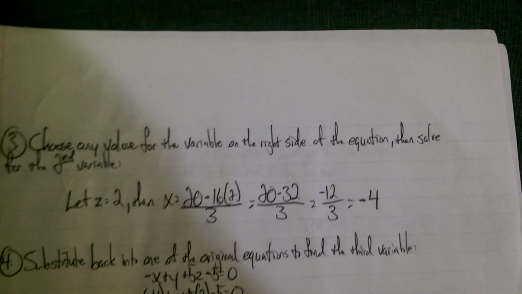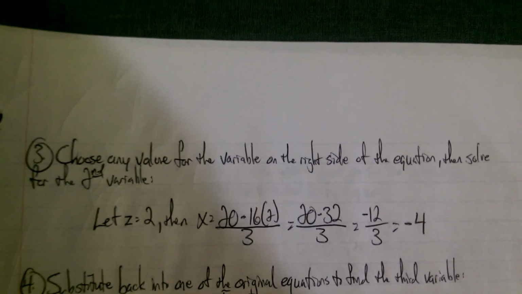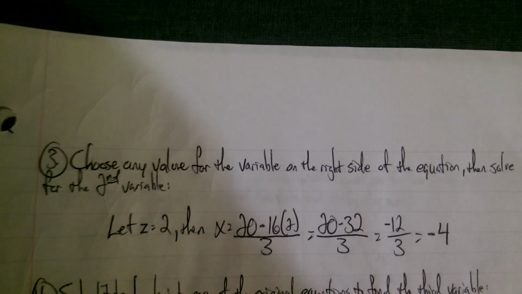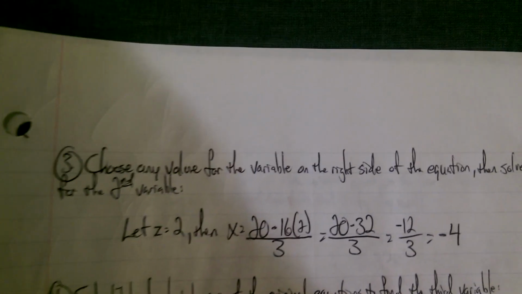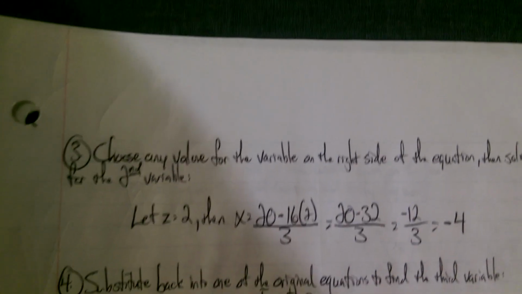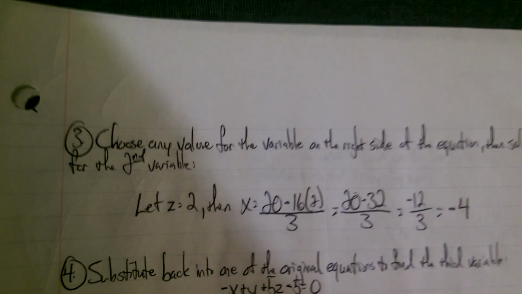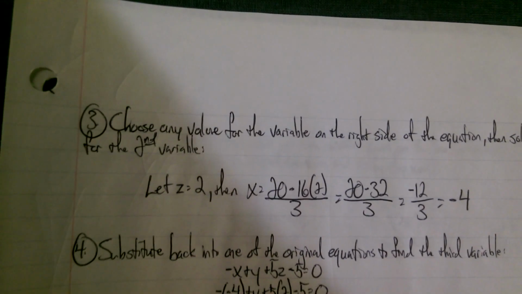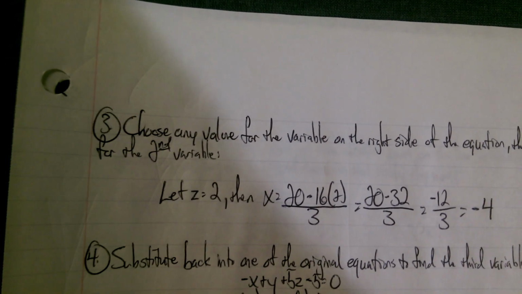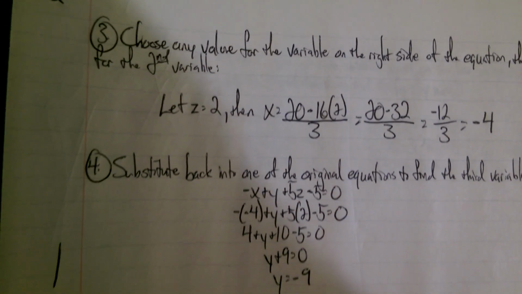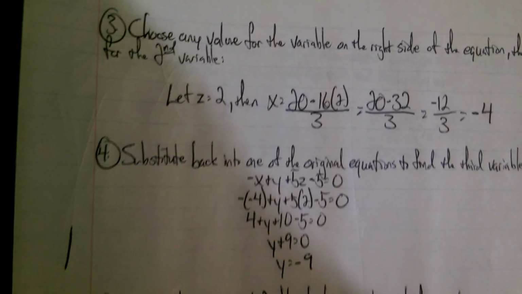Once we do that, our next step is we want to choose any value for the variable on the right side of the equation, then solve for the second variable. In this case, I let z equal 2, substitute it in, and I found out that x equals -4. So now I have the x value and the z value. To get the y value, we simply substitute back into one of the original equations to find the third variable. So I have written one of the original equations. I substitute in my x and my z value and solve for y, and I have y equals -9.